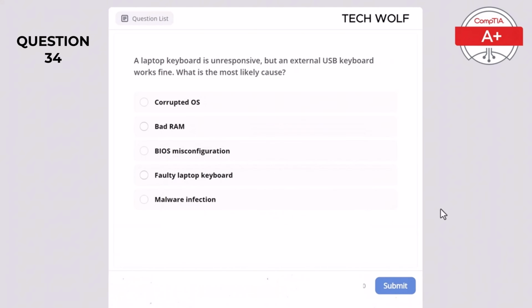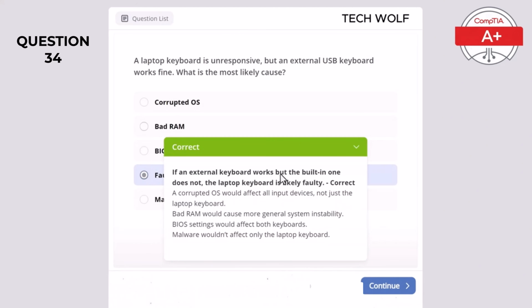And question 34. A laptop keyboard is unresponsive, but an external USB keyboard works fine. What is the most likely cause? A corrupted operating system, bad RAM, BIOS misconfiguration, faulty laptop keyboard, or malware infection. And the correct answer here is faulty laptop keyboard. If an external keyboard works but the built-in one does not, the laptop keyboard is likely faulty.